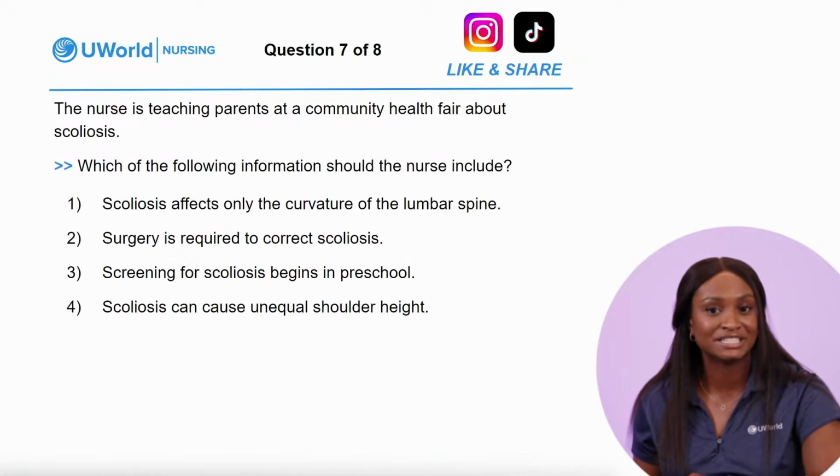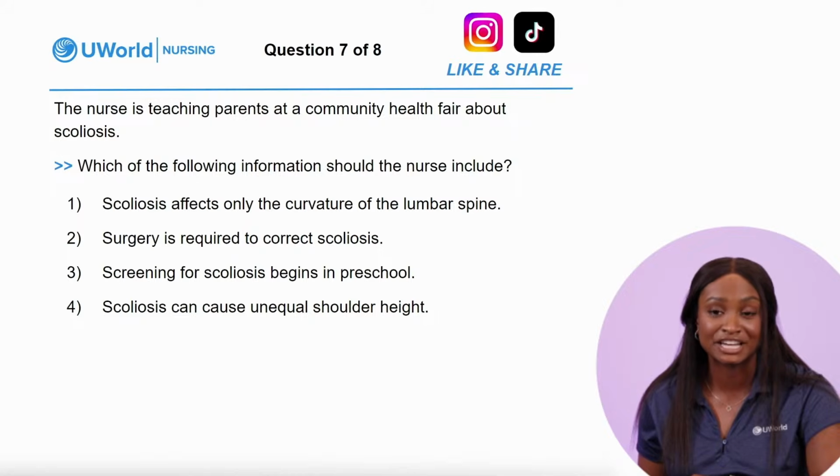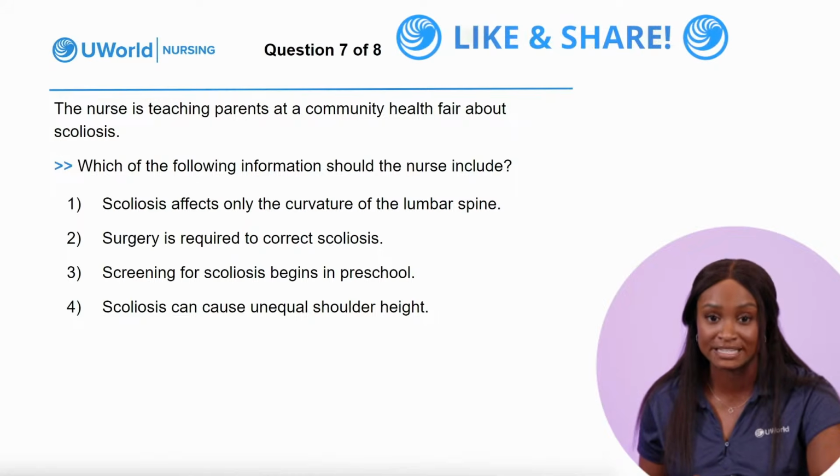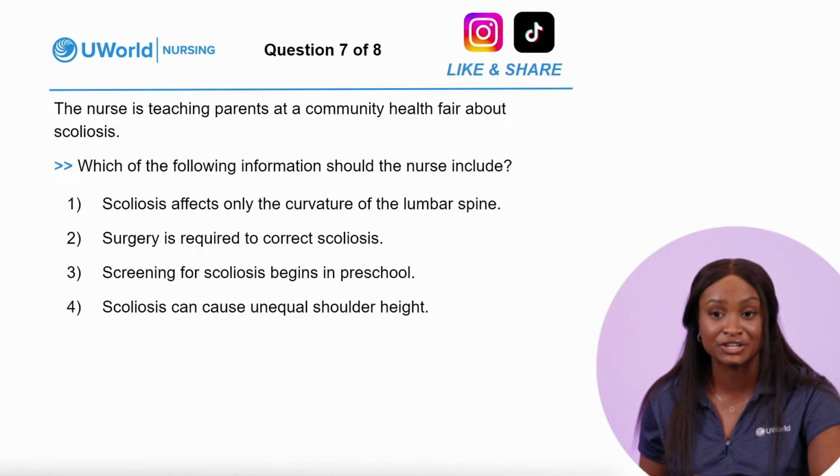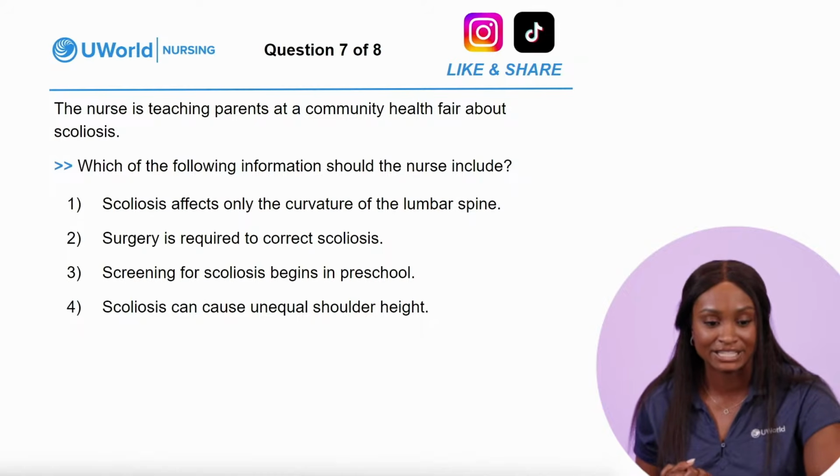Next question, question 7. The nurse is teaching parents at a community health fair about scoliosis. Which of the following information should the nurse include? 30 seconds on the clock. Option 1, scoliosis affects only the curvature of the lumbar spine. Option 2, surgery is required to correct scoliosis. Option 3, screening for scoliosis begins in preschool. And option 4, scoliosis can cause unequal shoulder height. So which of the following information should the nurse include? Let's see your answers.